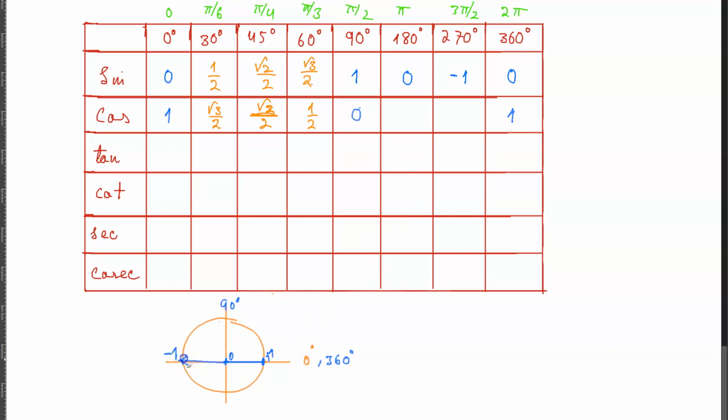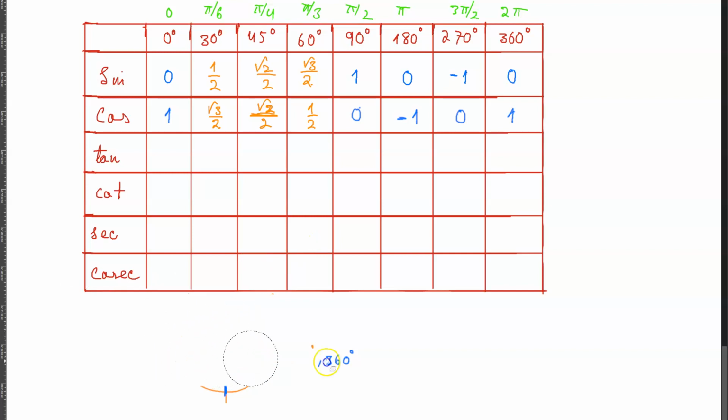For 180 degrees, you have to go all the way to this end, which is -1. And for 270 degrees, again you go up to here, which means that you're perpendicular to the horizontal axis, and the distance on the horizontal axis is 0, so cos of 270 degrees is 0.